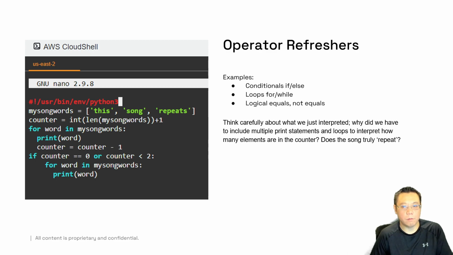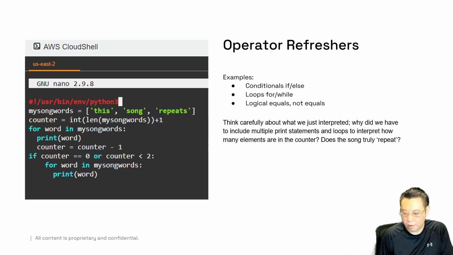Okay, how about some other refreshers? Well, we have a list. Now we have conditional if-elses and some loops. We saw a little bit about this earlier when we were reading from a file as a stream. Let's take a deeper dive and a closer look at this.